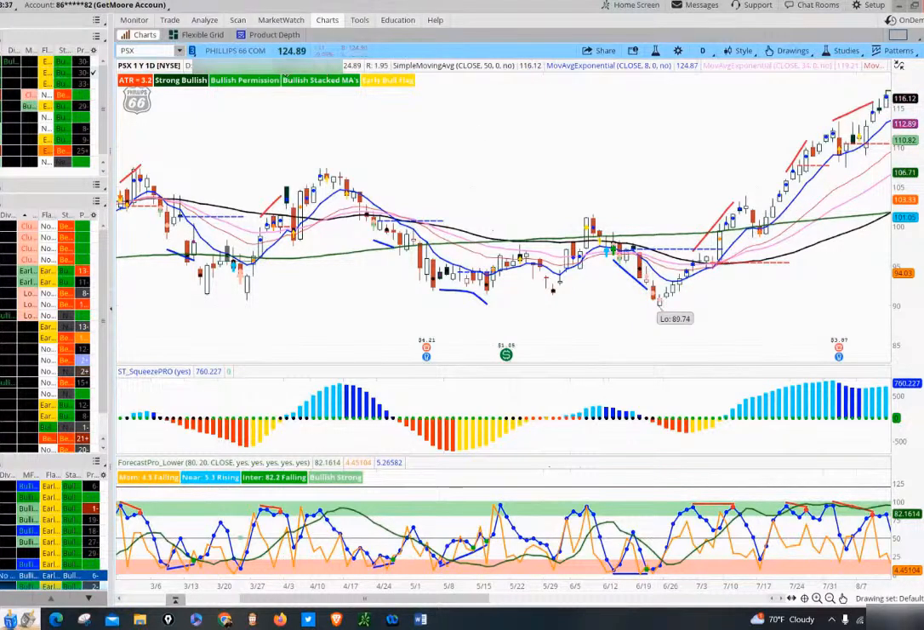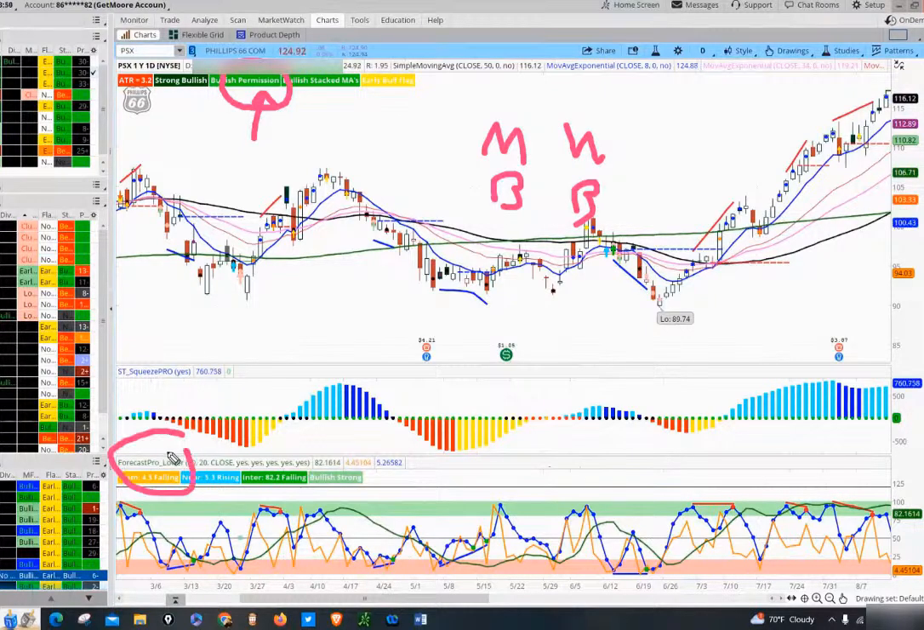Look at this, guys. Bullish permission. We've been talking about this. That means that on the month, the buyers were in control. On the week, the buyers were in control based on the indicator, this Forecast Pro. And if you want to take it a step further, on the day, we were also bullish strong.